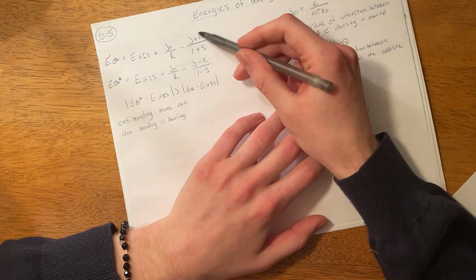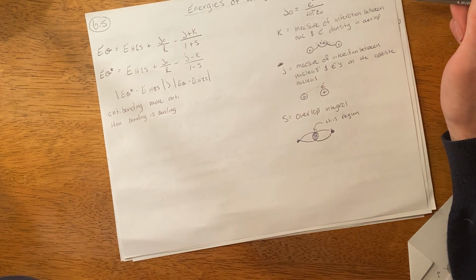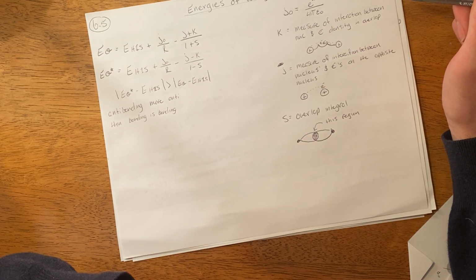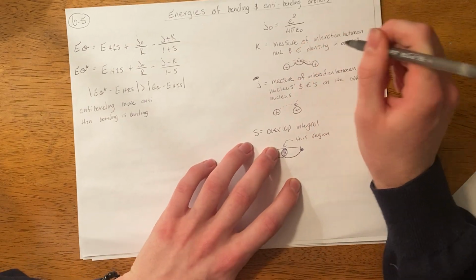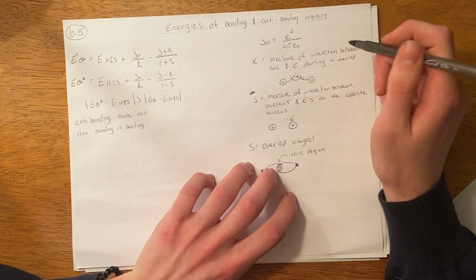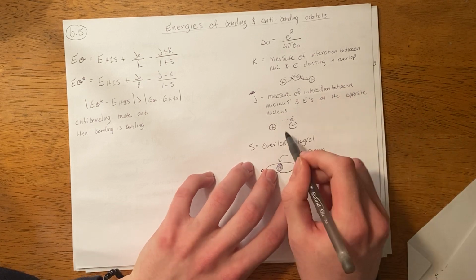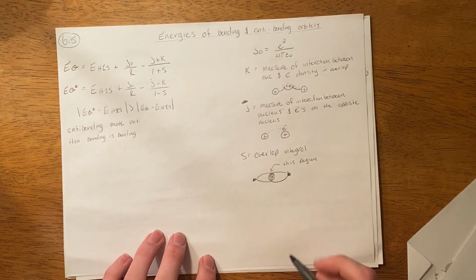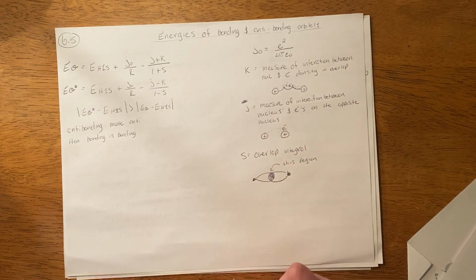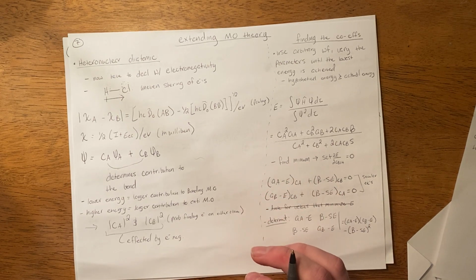Furthermore, I just wanted to explain where these values come from. So K is the measure of the interaction between the nuclei and the electron density in the overlap here. So we're looking at this region, and then our nuclei, obviously here and here respectively. And then J is a measure of the interaction between the nucleus and the electrons on the opposite nucleus. Pictorially, we're just looking at this interaction. And then obviously S is the overlap integral, so we're integrating over this region to see the extent to which these orbitals overlap.